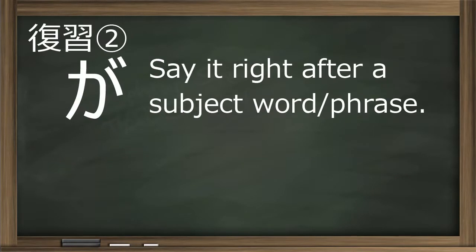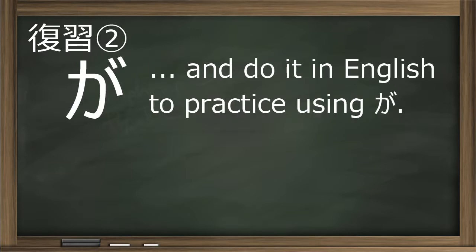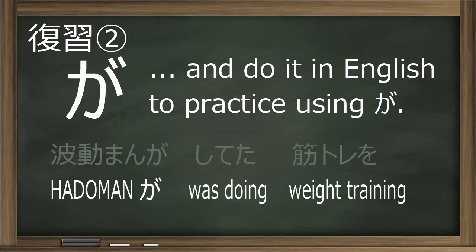Right, review point number 2. Say ga right after a subject word or phrase, and try to do it even when you speak English, so you can practice using ga. What I mean by that is, normally you would say Haruman was doing weight training, but in order to learn how to use ga properly, start saying ga right after the subject word, which is Haruman in this case. So say Haruman ga was doing weight training.